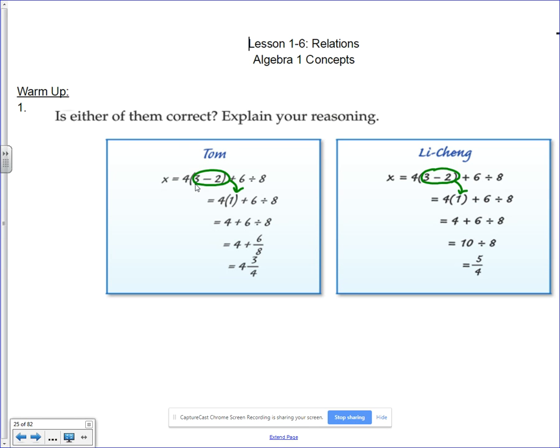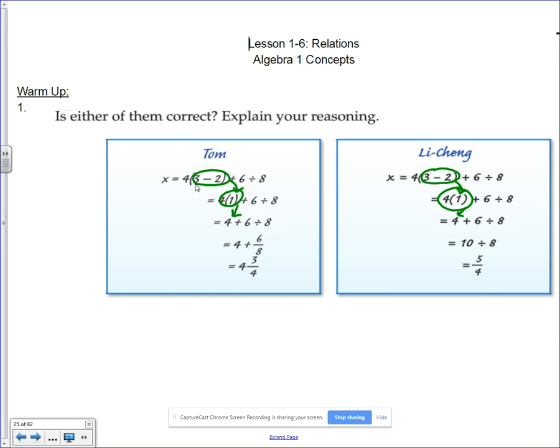All right. Now that I'm here, what would you do next? Would I do the multiplication, the adding, or the division? Multiplication would come next. What is 4 times 1? So Tom's right. How about Li Chen? He's right too. Now that I'm here, would you add first or would you divide first?